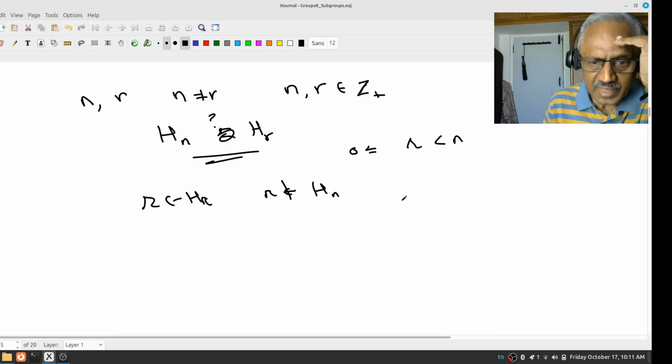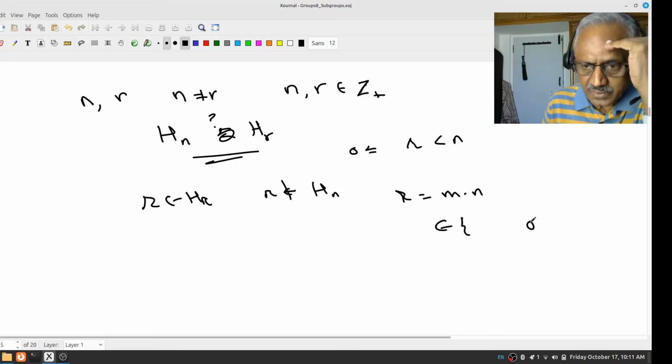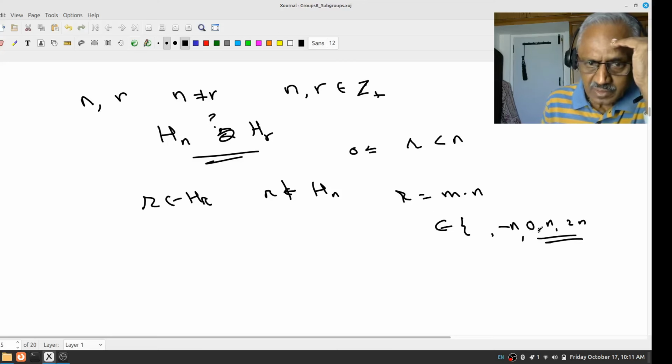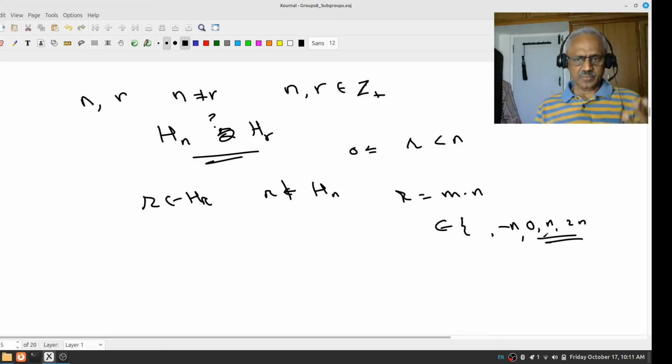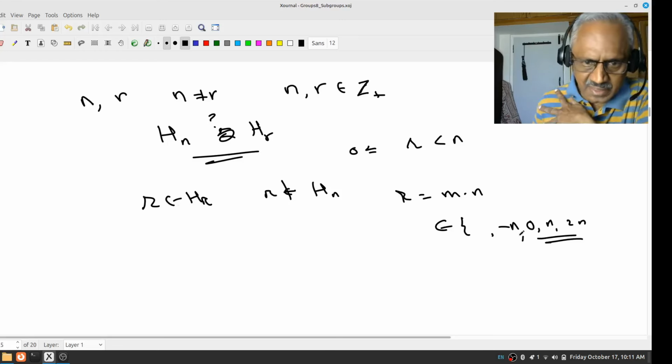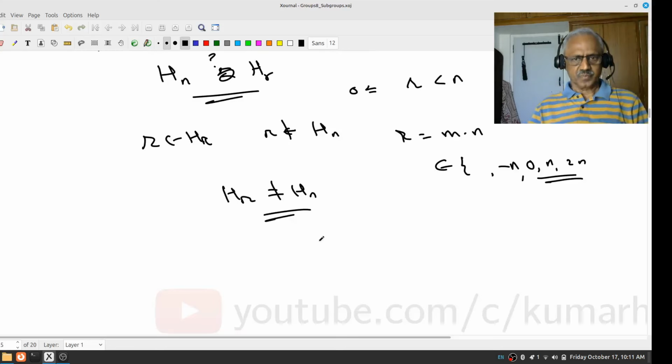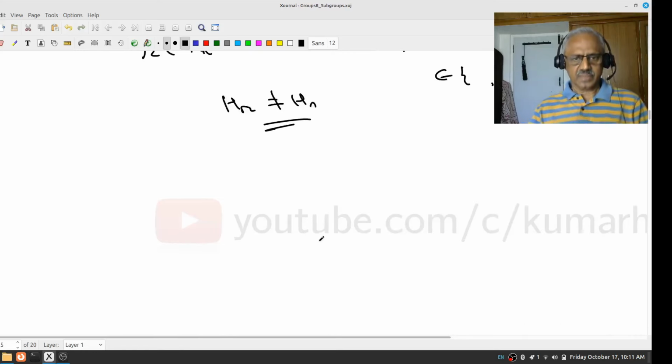Why? If r has to be in hn, it must be a multiple of n. That means it must belong to 0, n, 2n, or minus n, etc. I am assuming r is positive, therefore it has to be one of them, right? Any element which is here will be a multiple of n, therefore 0, n, or 2n, but r is strictly less than n. Therefore, what I have seen is hr and hn are distinct. They are not the same sets. Have you understood?